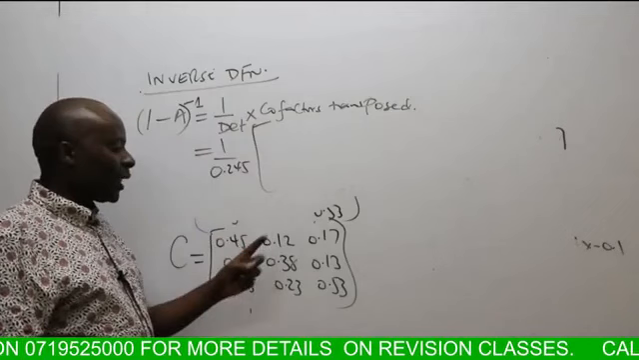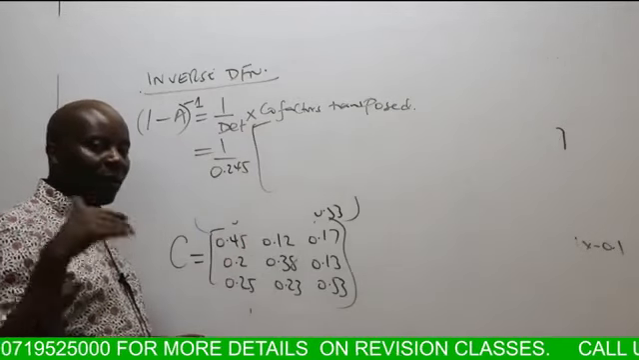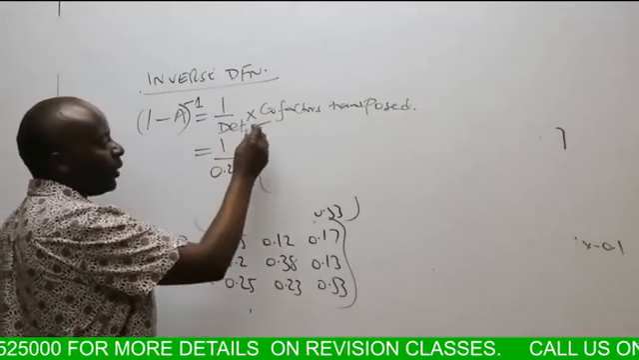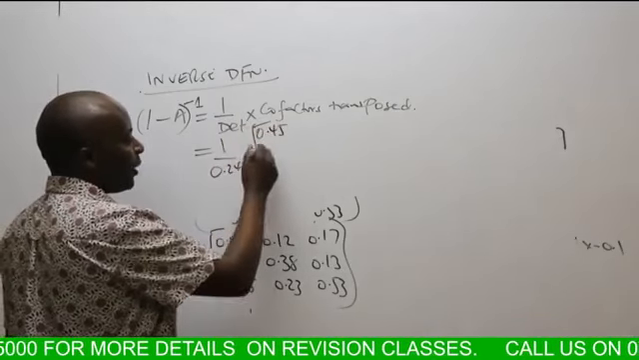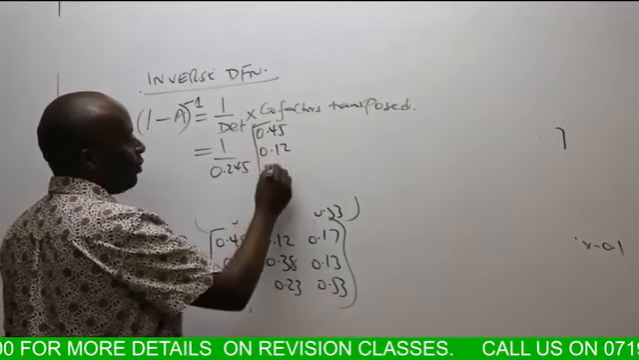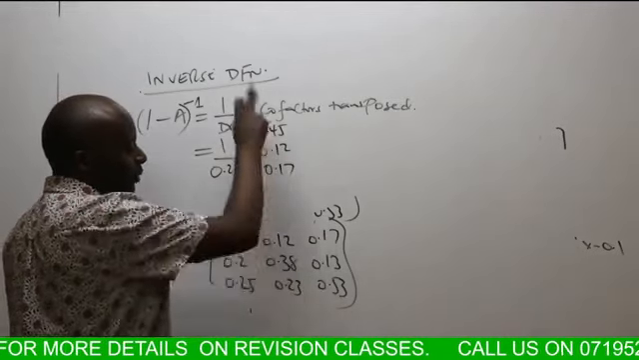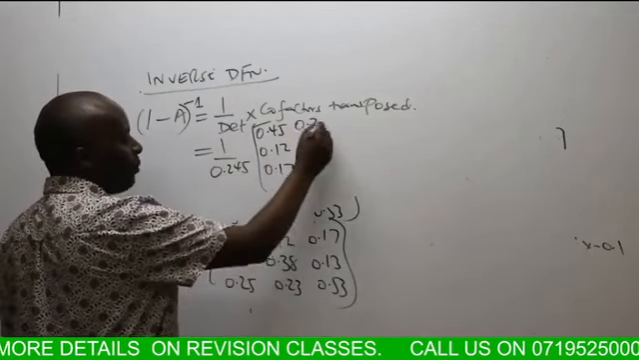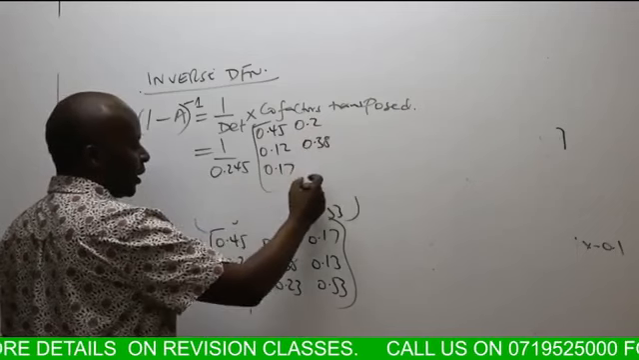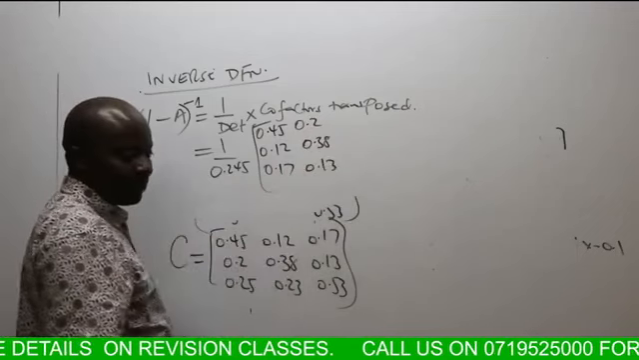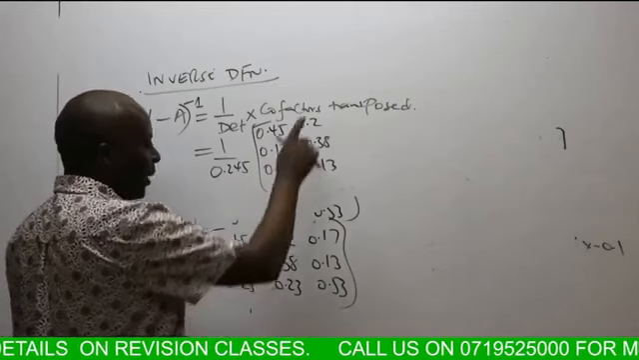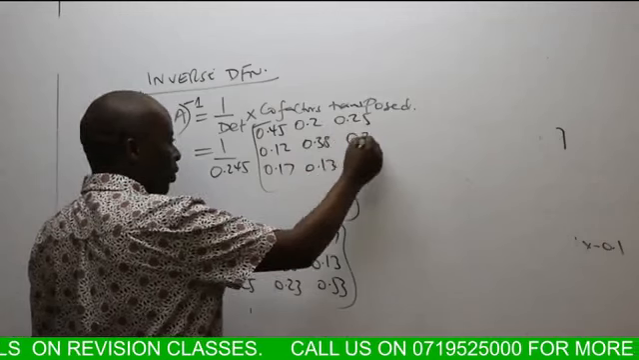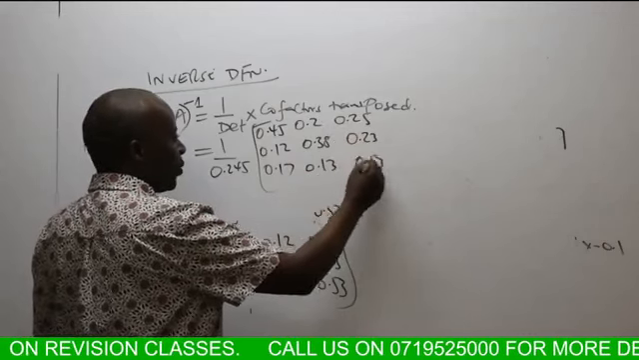0.245 into, do we still remember the concept of transposition? Transposing a matrix like this means changing rows to become columns. So row number 1 becomes first column. So this will be 0.45, this will be 0.12, this will be 0.17. So row 1 becomes column 1. And then row 2 becomes column 2. So row 2, this will be 0.2, 0.38, and then 0.13. And then row 3 becomes column 3. So then this will be 0.25, 0.23, 0.53, like that.